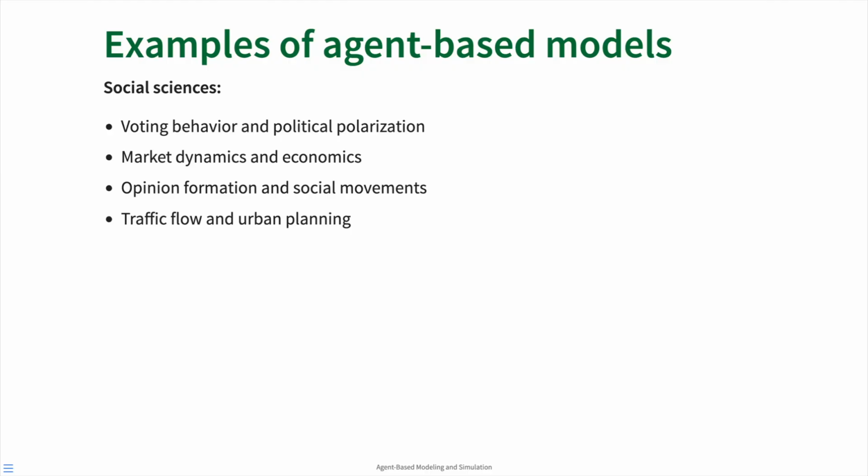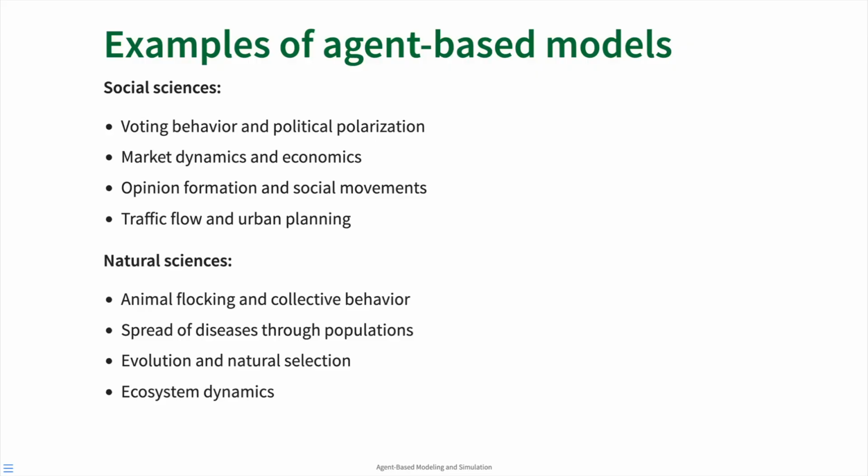Some examples are looking at voting behavior and how political polarization might emerge from relatively simple means of interacting. They're common in economics as well, looking at how economic results might emerge from just the ways that individuals make economic decisions. And they have uses in things like traffic flow and planning, where you can create models of how individuals might move around an environment and see what results.